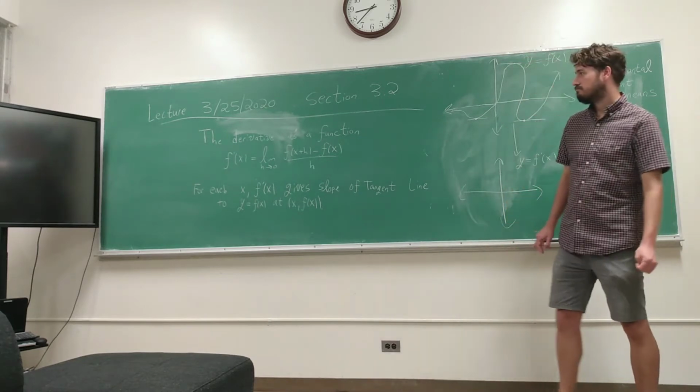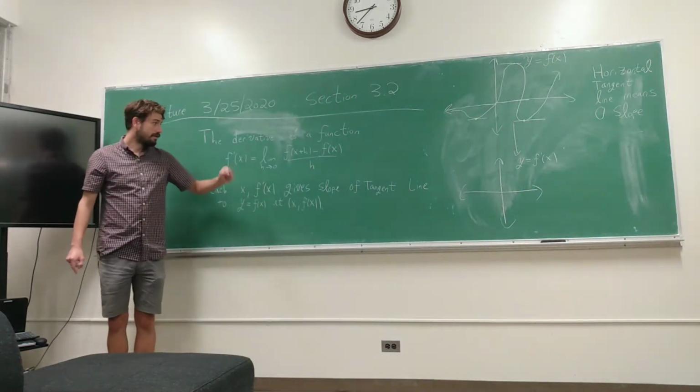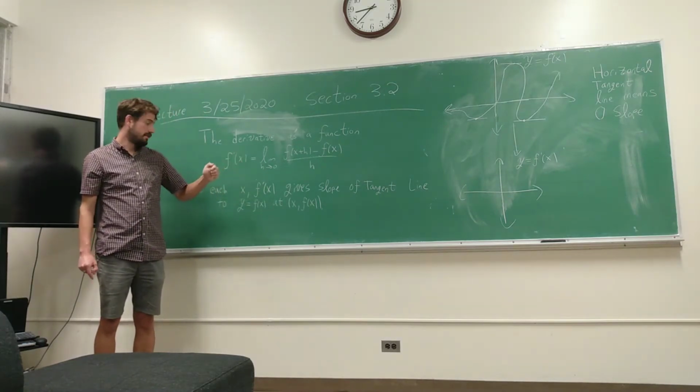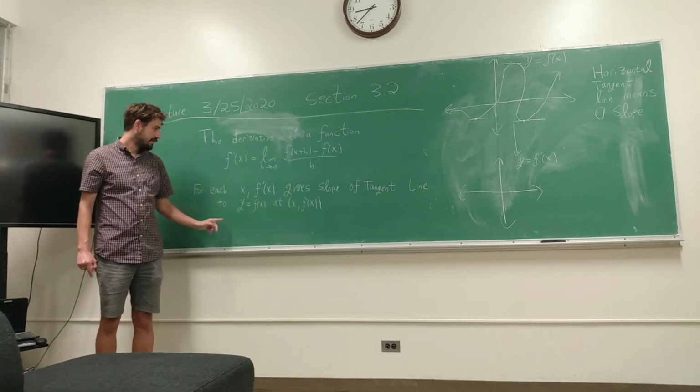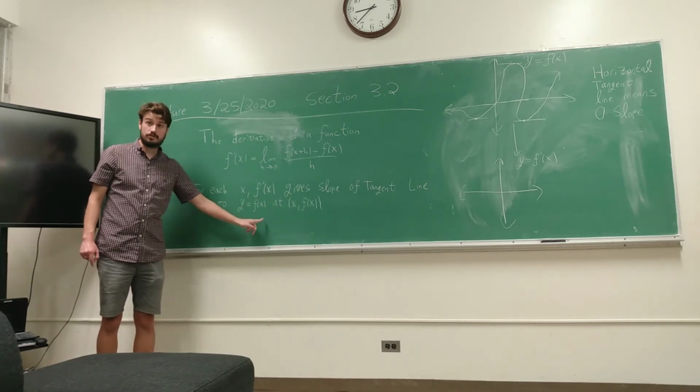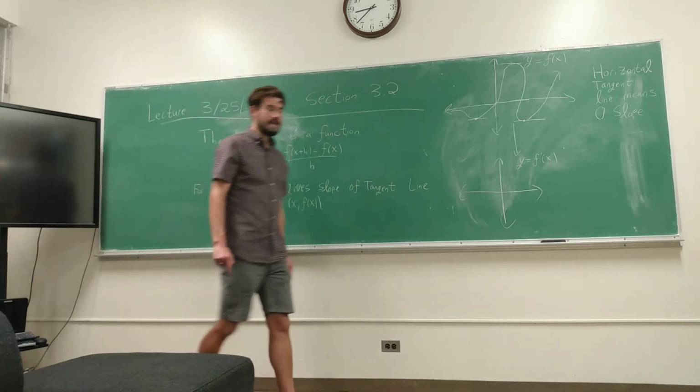Now, if you notice, x can vary. x can take on variable values, and this actually defines a new function. For each x, f prime of x gives the slope of the tangent line to y equals f of x, the graph of this function, at that given point. I'll give you an example.